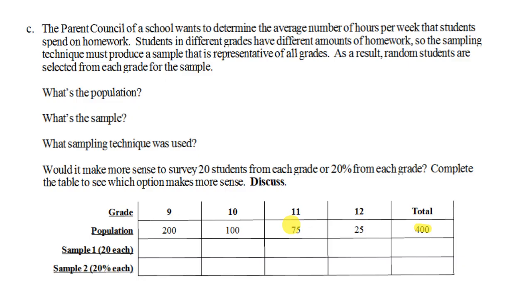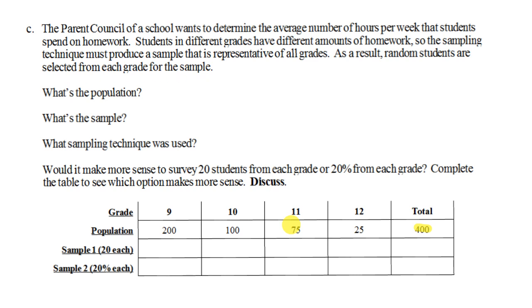So continuing on with sampling techniques, here is our next problem. The parent council of a school wants to determine the average number of hours per week that a student spends on homework. Students in different grades have different amounts of homework. So the sampling technique must produce a sample that is representative of all the grades. As a result, random students are selected from the grade.